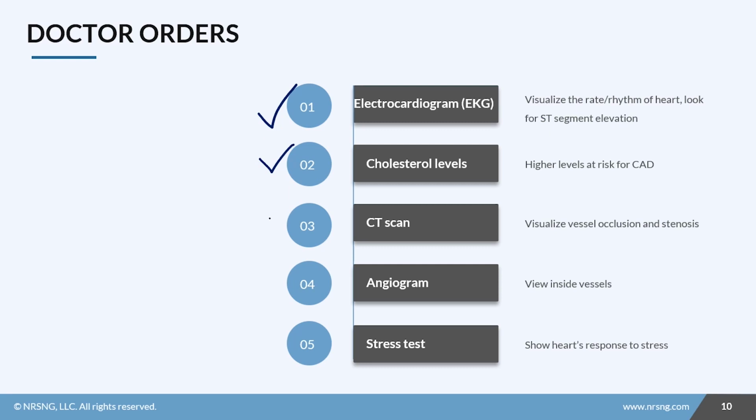Cholesterol levels, if they're higher, they're at more of a risk. CT scan, you can visualize the vessel occlusion and stenosis. An angiogram allows you to view inside of the vessels, and a stress test is going to show the heart's response to physical activity, which is the stress.